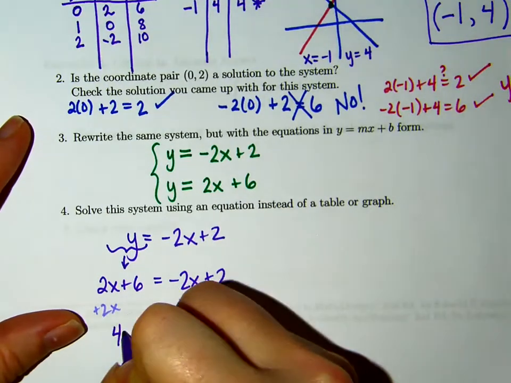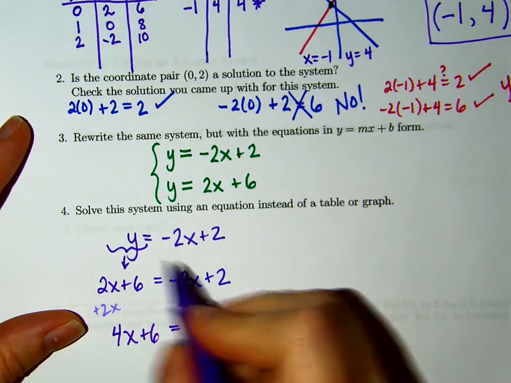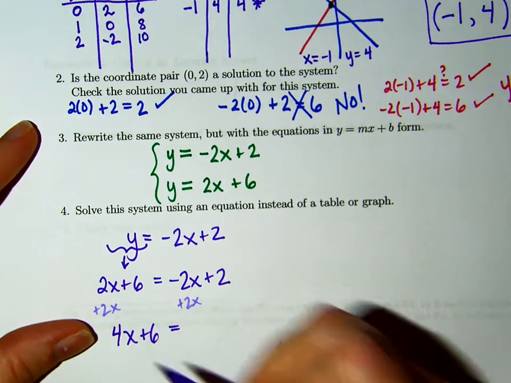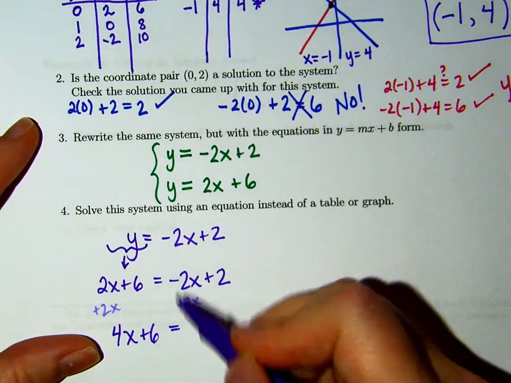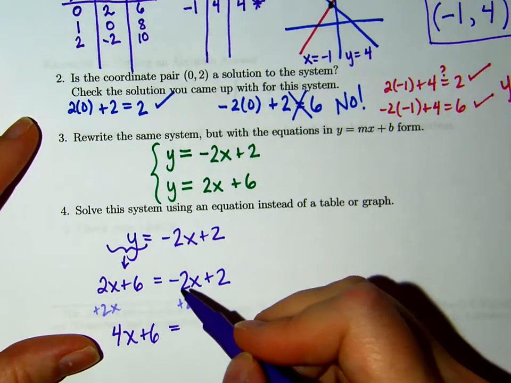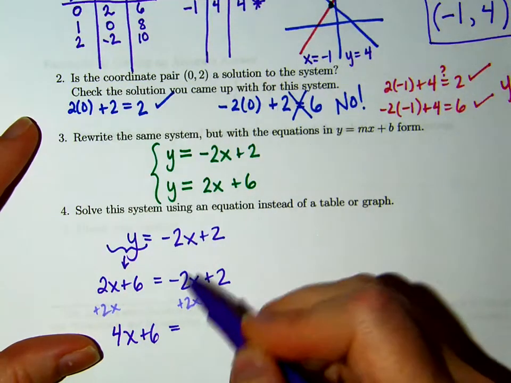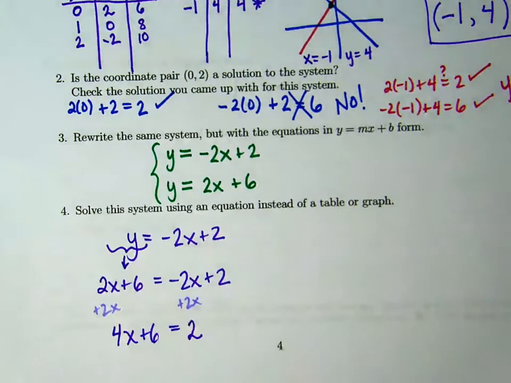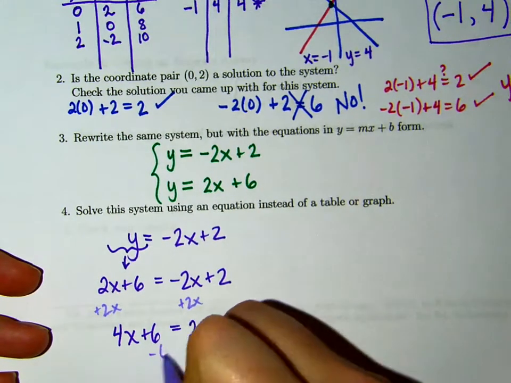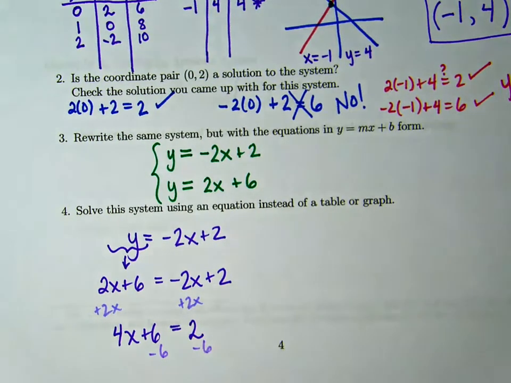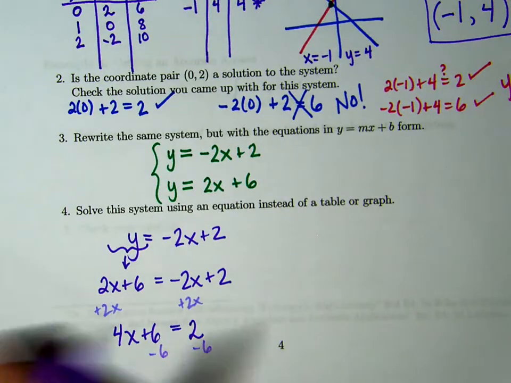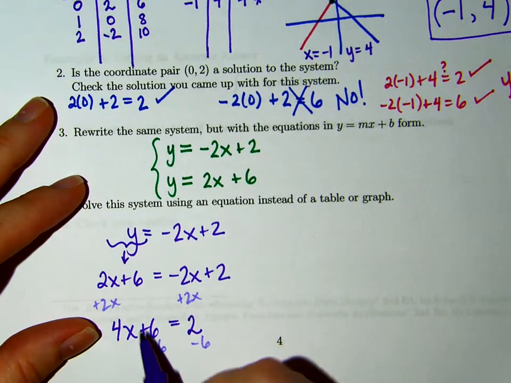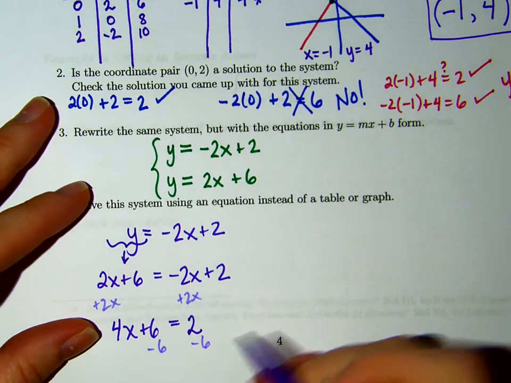That leaves me with 4x plus 6 on the left side of the equals, because these are like units and like terms. And over here, this would go away. There would be -2 x's plus 2 x's, so no x's, but I would still have 2. Okay, that means whatever this is must be -4, because -4 plus 6 makes 2.